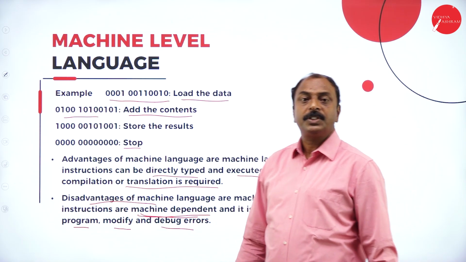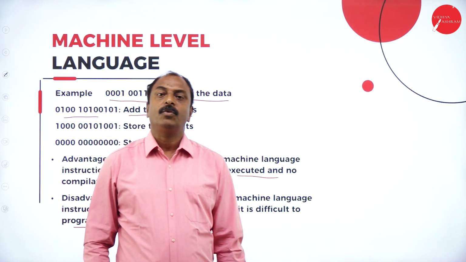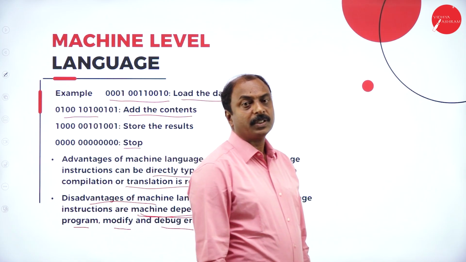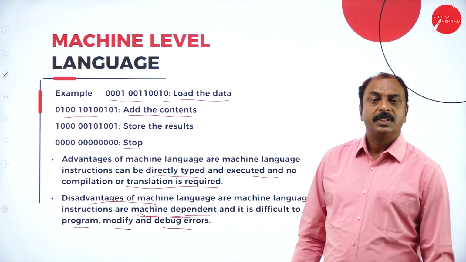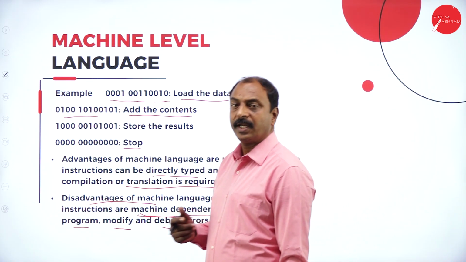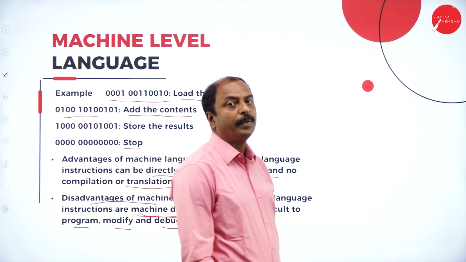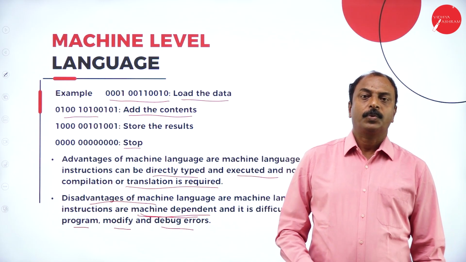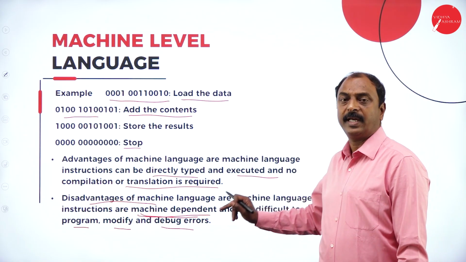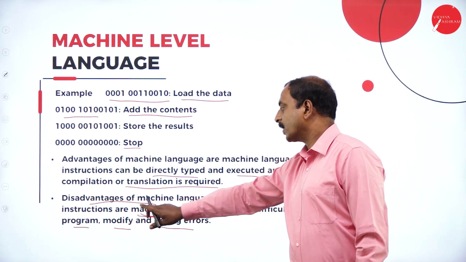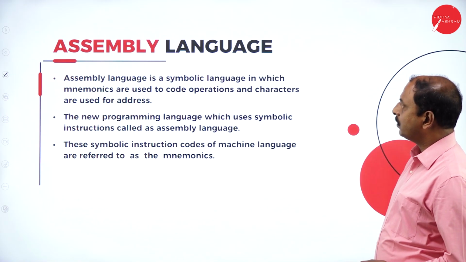So what is the meaning of machine dependent? The meaning here is that a program written on one computer works only on that particular computer. The same program cannot be run or executed on some other computer. That is the meaning of machine dependent. So programs in machine level language are machine dependent programs. That is the main drawback of machine level language. Now let us move on to the next slide.